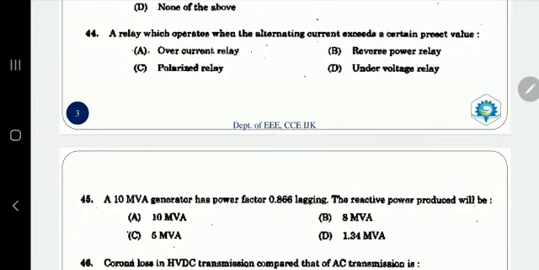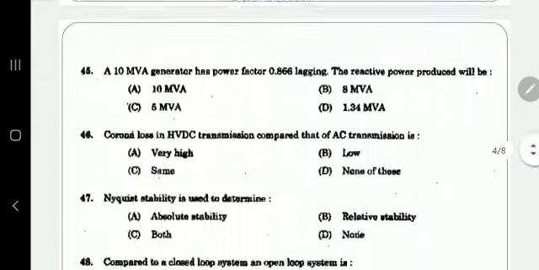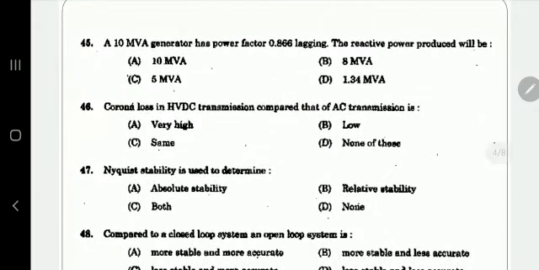A relay which operates when the alternating current exceeds a certain preset value is called. So it is mentioned that the alternating current is exceeding a preset value, and the answer becomes A, that is overcurrent relay. The overcurrent relay is used for the detection of the increase in the alternating current above a preset value. So the answer becomes A. Let's move on to the next question, question number 45.